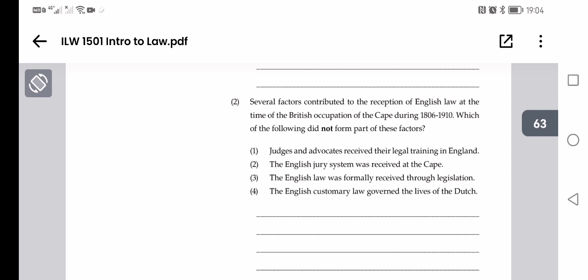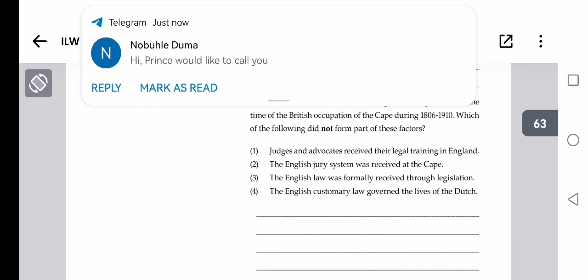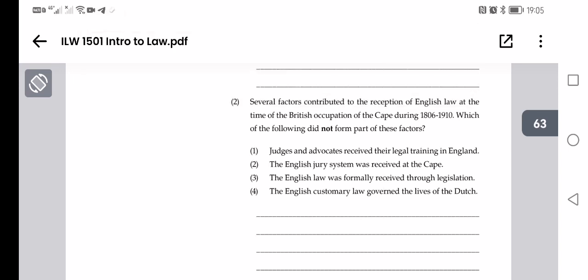Indicate whether the following statement is correct or incorrect and give reasons for your answer. South Africa has had numerous constitutions during the course of the history of South Africa. Explain the difference between the interim constitution of 1993 and the final constitution of 1996. And we have the feedback here.